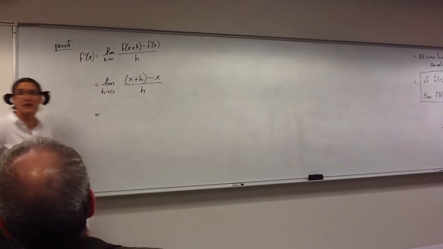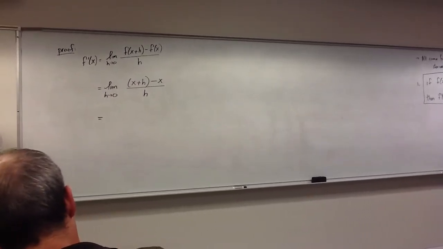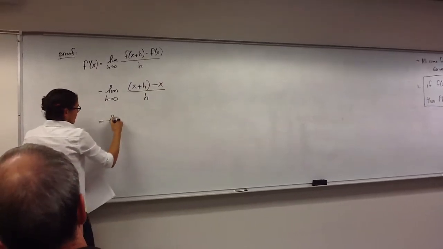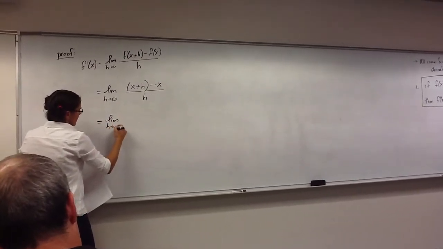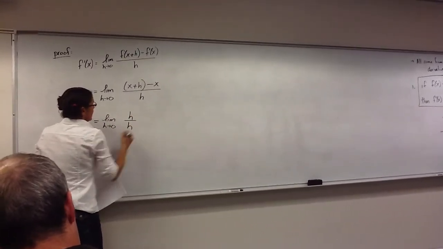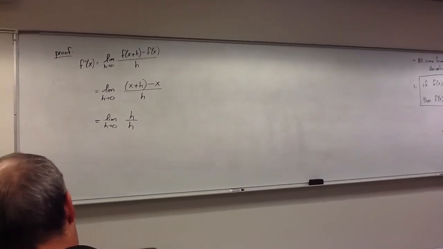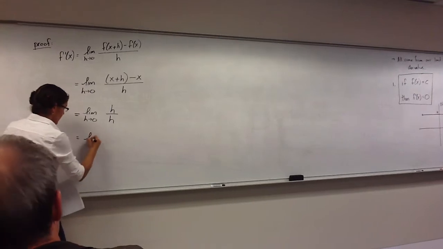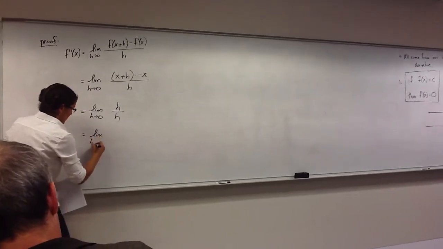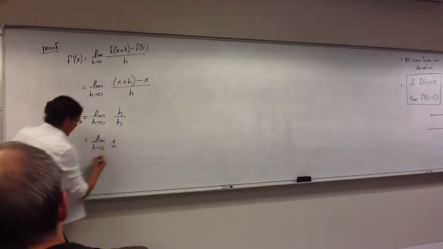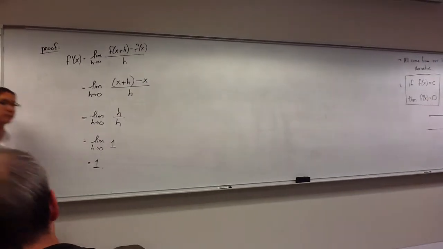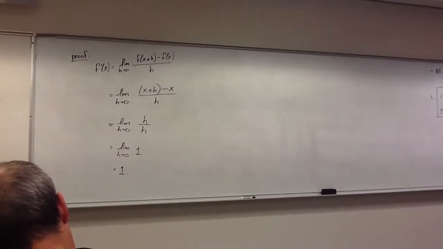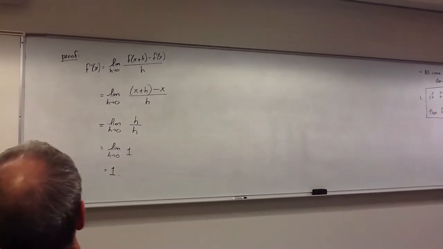All right, so we'd like to clean this up. What can we do? Yeah, we can cancel the x's. We have x minus x, and so that leaves us with the limit as h goes to 0 of h over h. That simplifies even more. Gives us 1. So we have the limit as h goes to 0 of 1, which is 1. So if f of x is equal to x, f prime is 1.